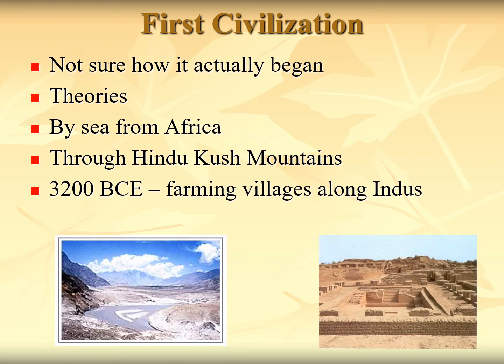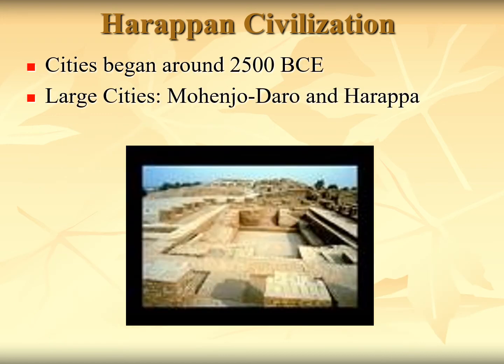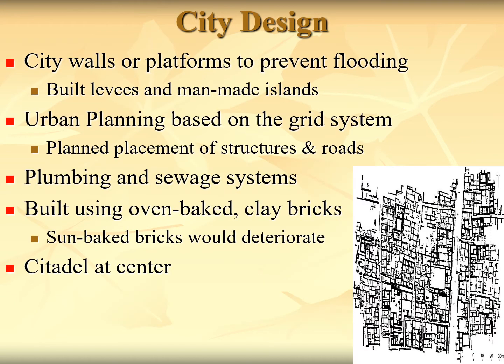Civilizations extended hundreds of miles from the Himalayas to the Arabian Sea, and more than 1,000 settlements have been found, and two of them are Harappa and Mohenjo-daro. So the Harappan civilization contained cities that began around 2500 BCE, and the two large cities were Mohenjo-daro and Harappa. For us, when we say Harappan civilization, it means the same thing as Indus River Valley civilization. We can use those two terms interchangeably.